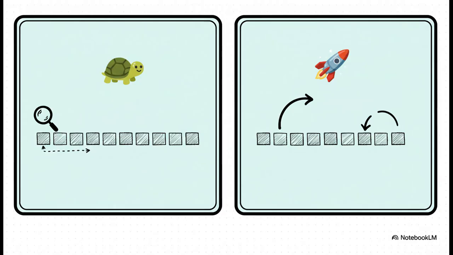So let's put them head to head. You've got the linear search just plodding along, reading the whole book from cover to cover. Then you have the binary search, which is like an expert librarian who knows exactly where to flip, instantly throwing away huge chunks of the book they know they don't need. The difference in speed isn't just a little bit better, it's astronomically better.